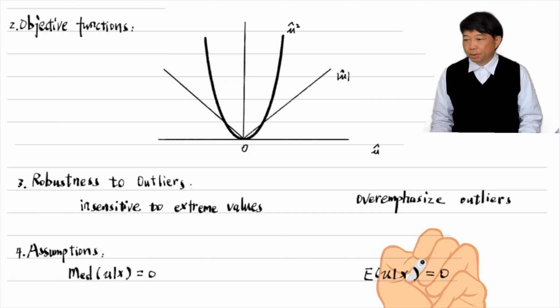To obtain consistent LAD estimates, the conditional median of the error term given the explanatory variables is assumed to be 0. It is a counterpart of the zero conditional mean assumption for unbiased OLS estimators.